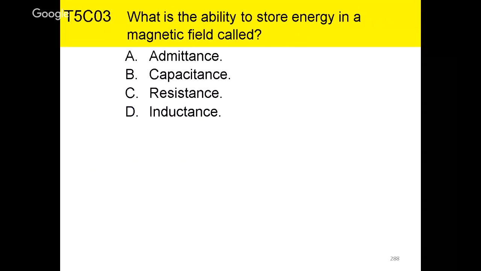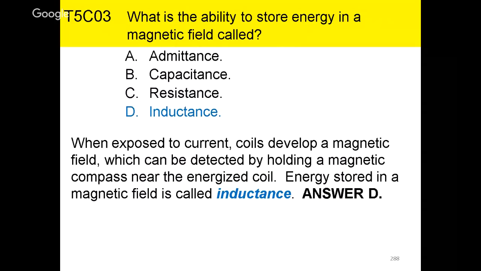So what is the ability to store energy in a magnetic field called? Well, if it's an inductor, then it would stand to reason that it's called inductance. And when exposed to current, coils will develop a magnetic field, which can be detected by holding a magnetic compass near the energized coil. So, energy stored in a magnetic field is called inductance. We have to remember that because we're going to get into capacitance pretty soon, which does a similar thing.